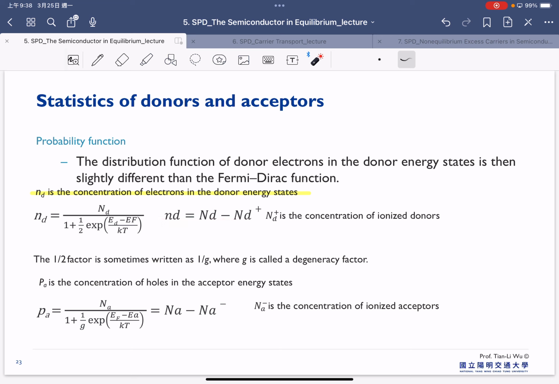Sometimes we also have to consider the degeneracy factor here. Therefore, the 1/2 actually comes from 1/g, where g is called the degeneracy factor. And p0 is the concentration of holes in the acceptor energy state. Therefore, the general expression is shown here, which is very similar to this case. This is just the case for ND, and this is the case for NA.